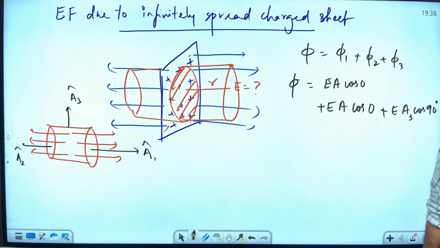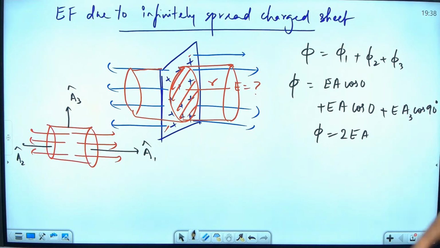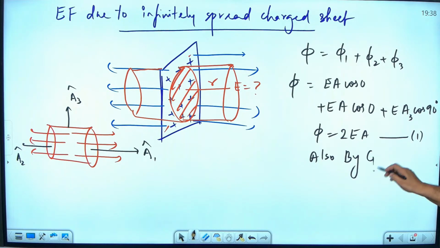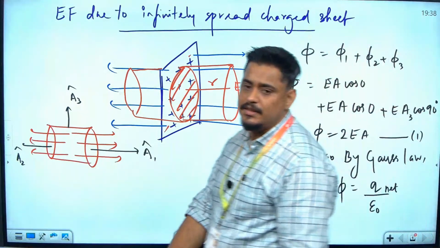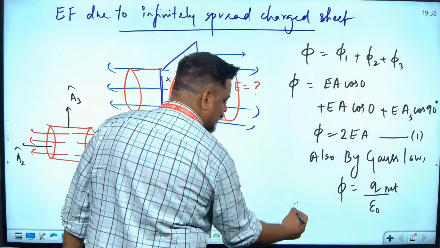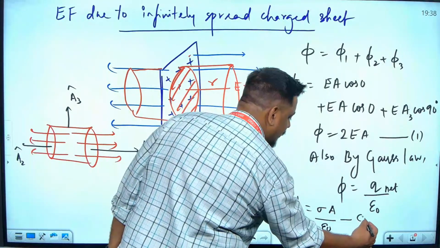If there is no doubt, then I can write what is phi now. Phi became equal to 2 EA, cos 0 is 1. So I got the value of phi. Let this be equation number 1. Also, by Gauss law, what we have? By Gauss law, we have phi is equal to Q by epsilon naught, Q net actually. Now what is Q net? In the case of surface charge distribution, sigma is equal to Q by A. So Q is equal to sigma into A. So can I write this as phi is equal to sigma into A by epsilon naught, equation number 2. Do you agree?